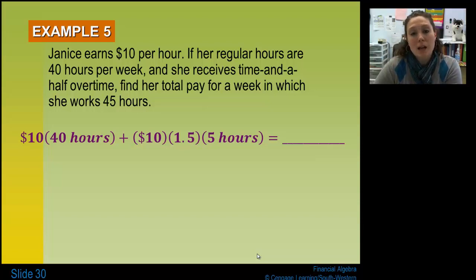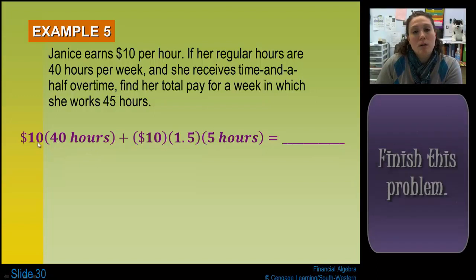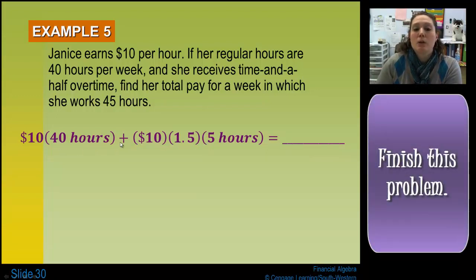So she's getting $10 times time and a half, so that's 1.5, times the 5 hours of overtime pay. So $10 is her regular, and here's her 40 hours of regular pay and hours here. Plus, all of this here is her overtime. So 10 times 1.5, because she's getting time and a half, times the number of hours of overtime she worked. So you need to go ahead and finish this problem. So do your multiplication on each side, and then do the addition piece here in between these two. And then finish this problem for me.